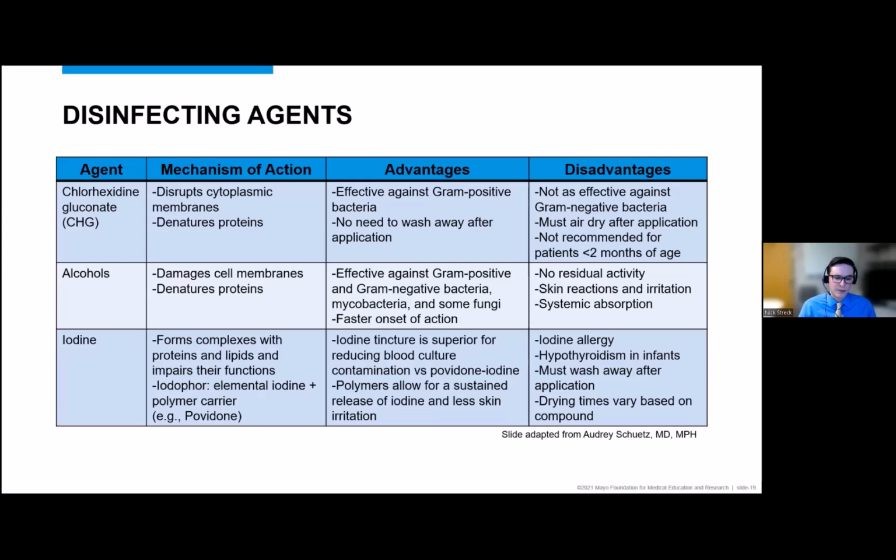The big concerns with iodine are that there are patients with allergy. There's a concern in infants, its use in infants with the association of hypothyroidism, and really a big thing from a workflow perspective is that you must wash away the iodine before proceeding with collection. And there can be longer drying times compared to some of the agents as well.